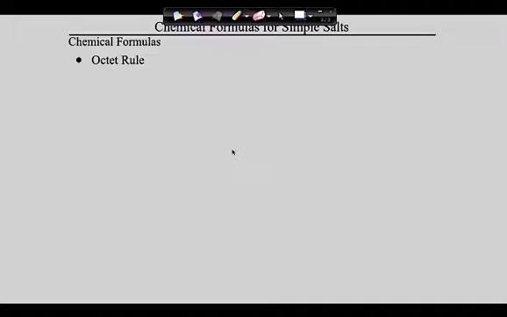Remember this from last unit? What does the octet rule say? Atoms want 8 electrons. Now guys, here's the trick. We talked about the octet rule relative to covalent bonds in molecules. That told us how many electrons these atoms would share. But the same octet rule applies to salts. It simply tells us how many electrons they gain and lose.